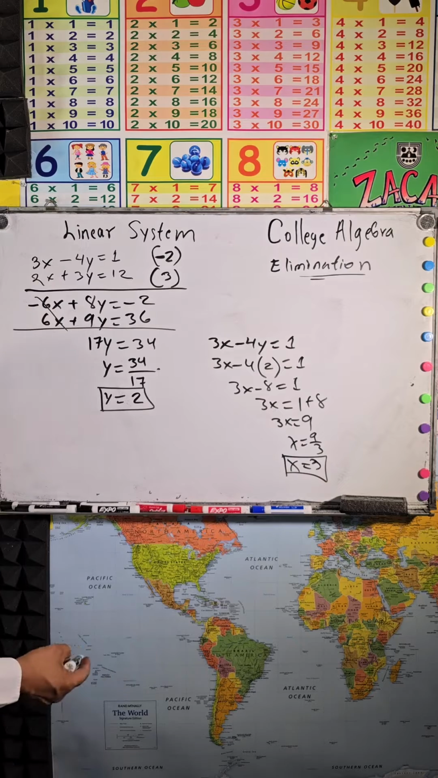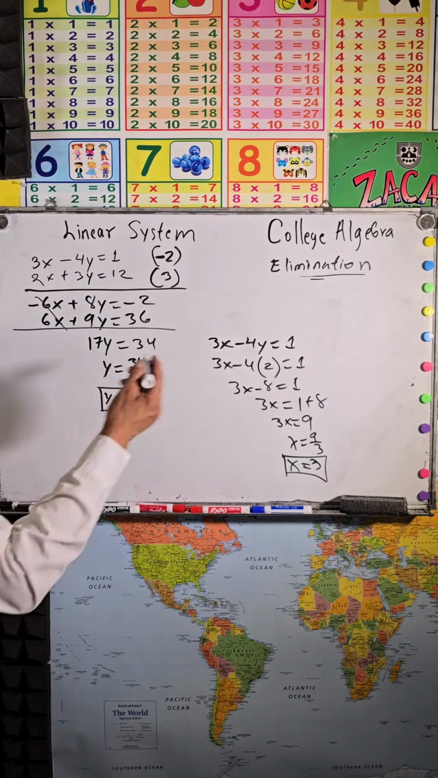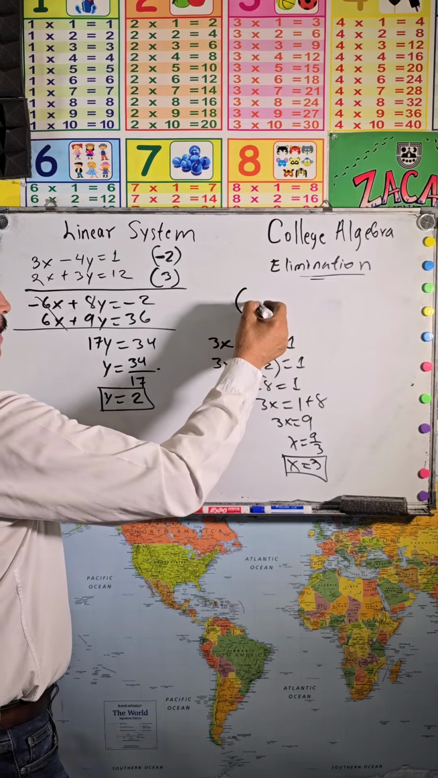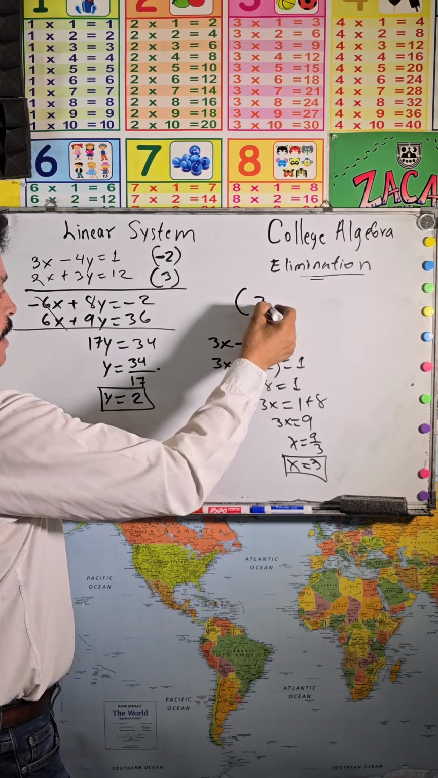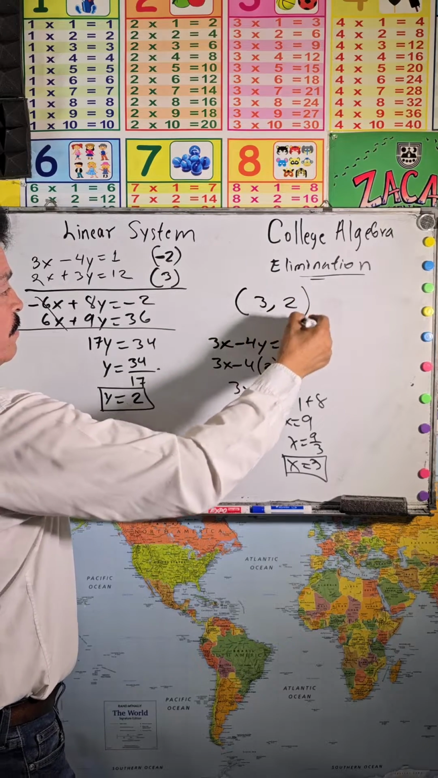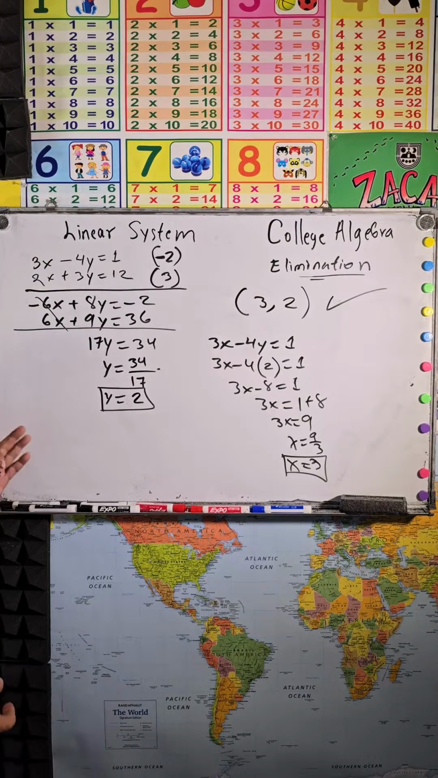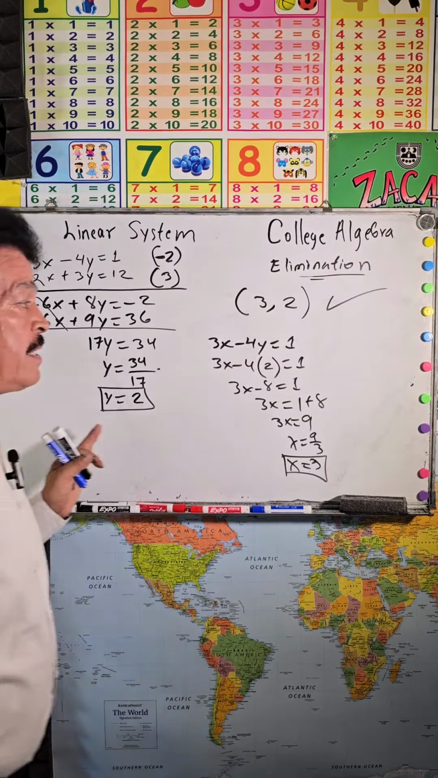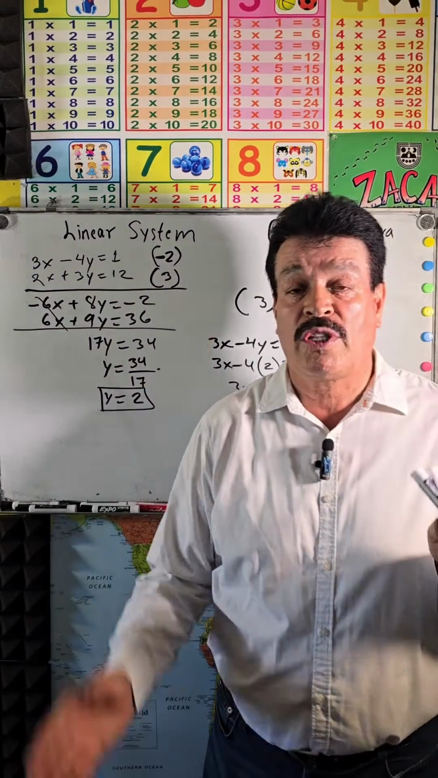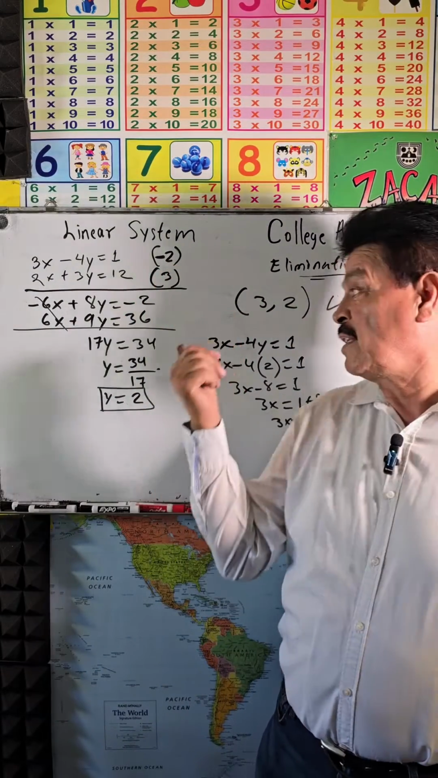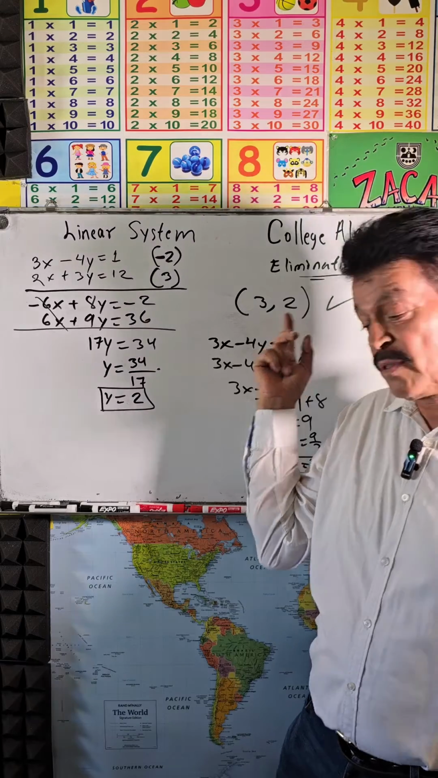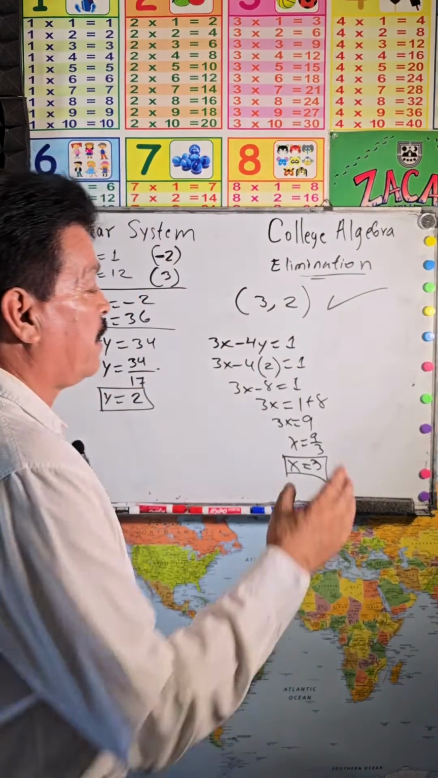That's the solution to the system of equations. What is the solution of this system? The solution is (3, 2). That's the solution of the system of equations. In this case, the lines, the graphs, cross at this point, so this is the solution. I will not make the graph.